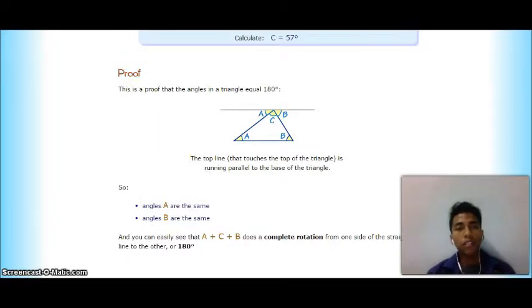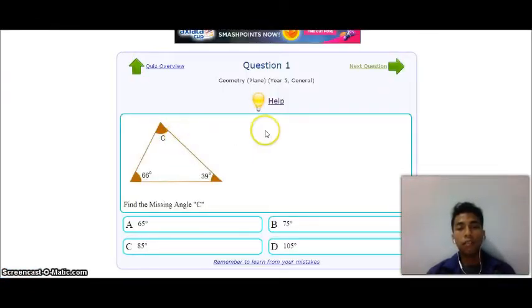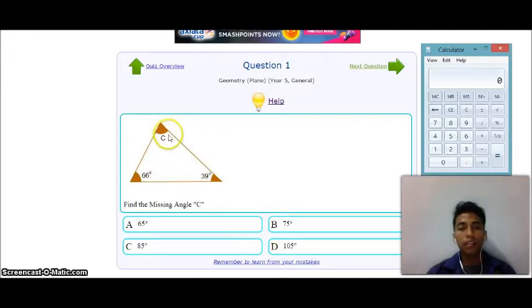Okay, next I will proceed to the example questions. First question. Calculate the angle of C. To calculate the missing angle C, we know that the total angle of a triangle is 180. So we just subtract the given angles, 39 degrees and 66 degrees. So we get 75 degrees. So the answer is D.